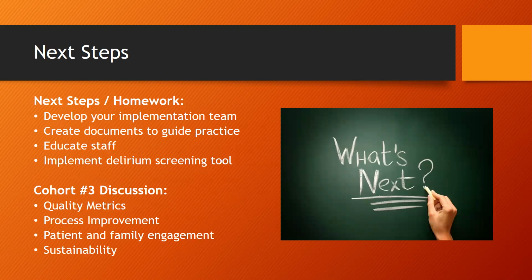So now many of you are still working on the next steps from our first cohort, and that's totally fine. But just things to be thinking about, or homework, is developing our implementation team, creating documents to guide practice, how we're going to educate staff, creating the education, and then the implementation of the delirium screening tool. So the next time we meet, we'll review quality metrics, process improvement, engaging patients and families, and sustainability.